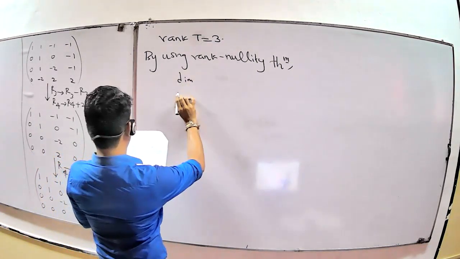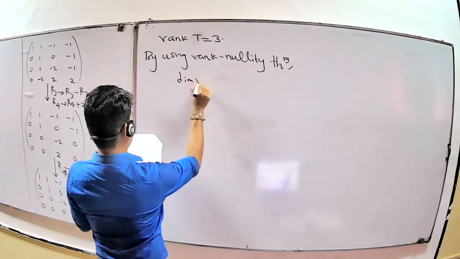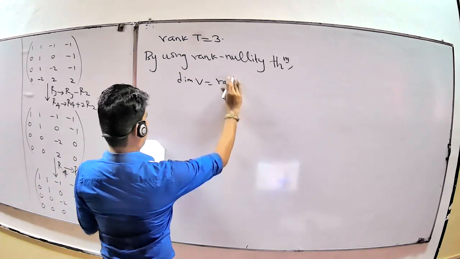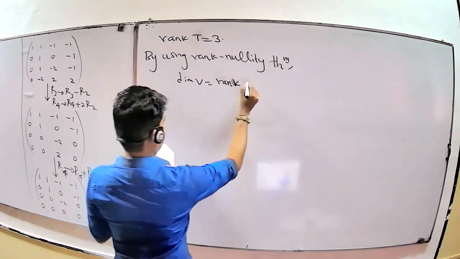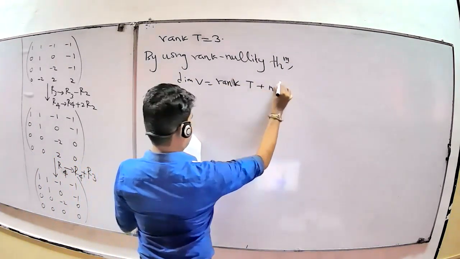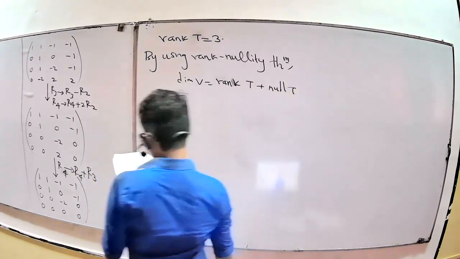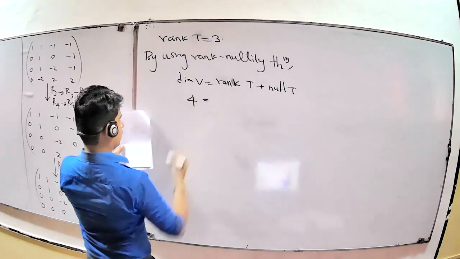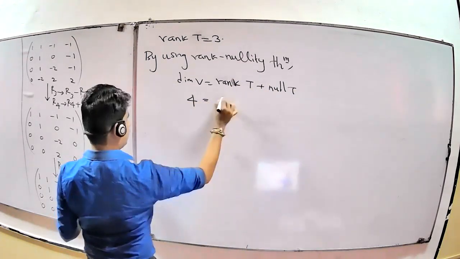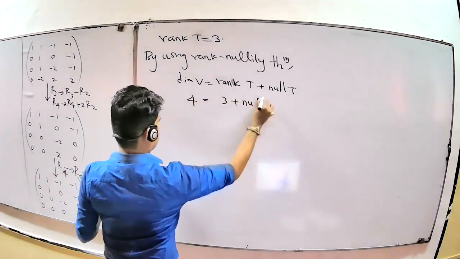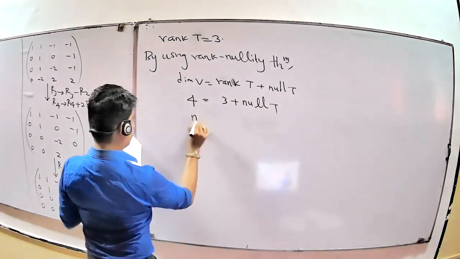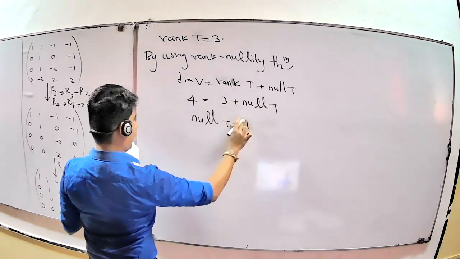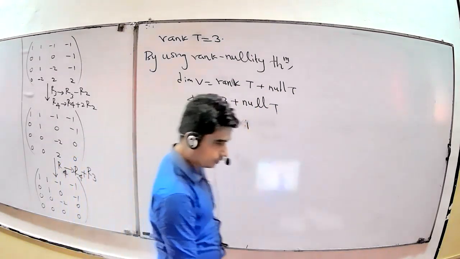First you write the formula. Dimension of B equals rank of T plus nullity of T. Here dimension of B is 4, rank of T we already found is 3, therefore nullity is 1. Nullity means the dimension of the kernel of T is equal to 1.